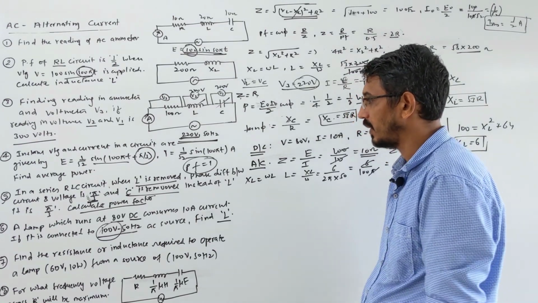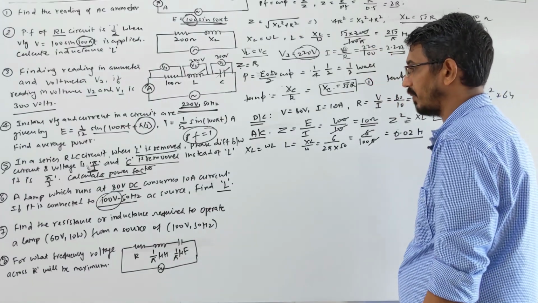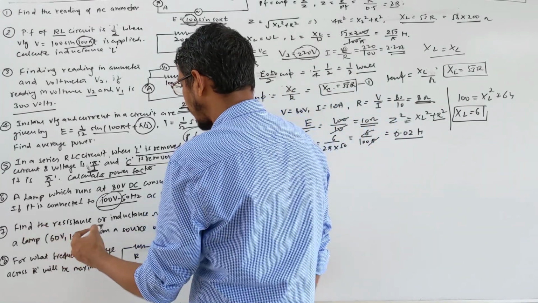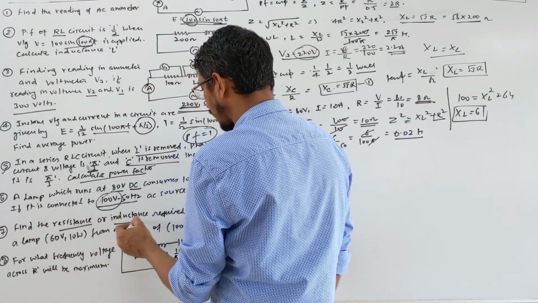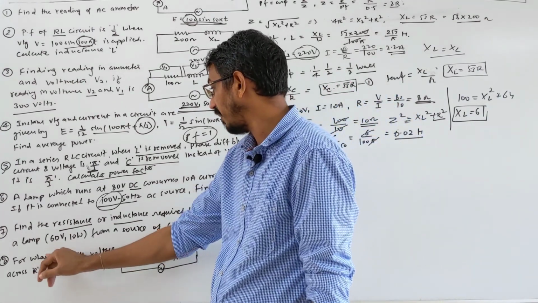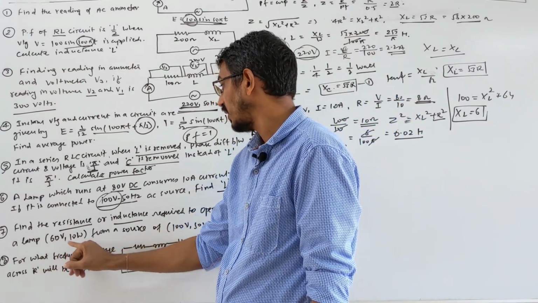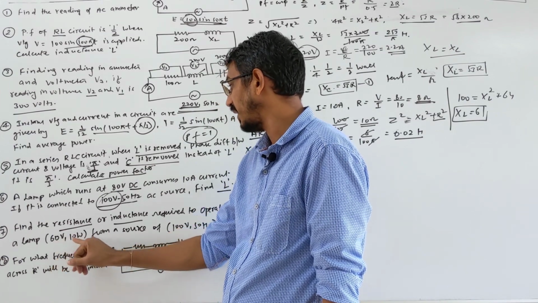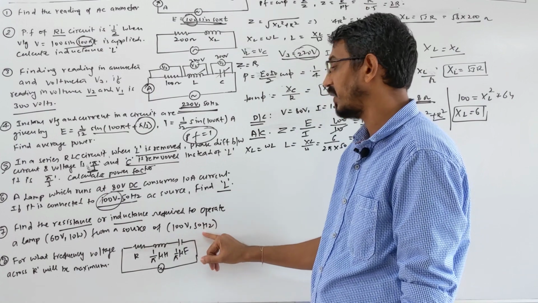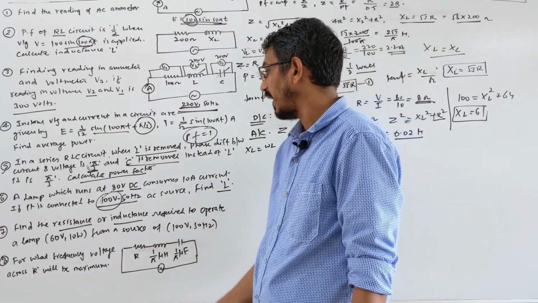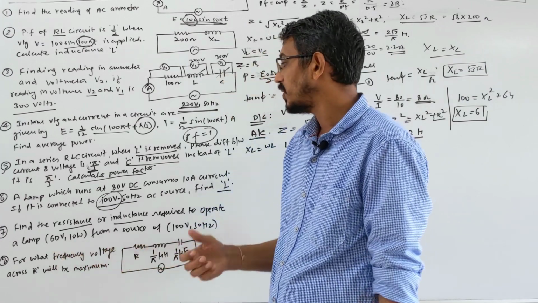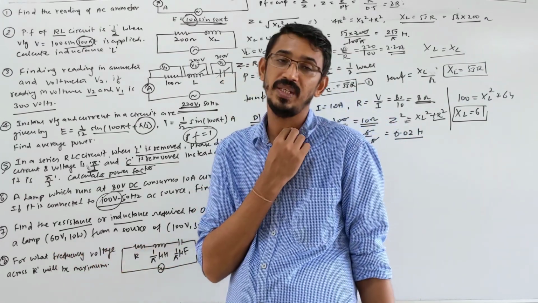Let's take question number 7. This says find the resistance or the inductance required to operate a lamp of 60 volt and 10 watt power from a source of 100 volt and 50 hertz. So an AC source is given and a lamp is there, with this rating. How much resistance or inductance in series do we need to operate this?